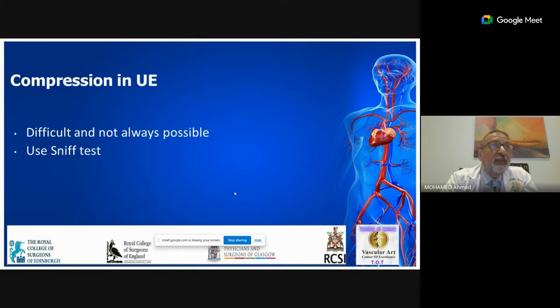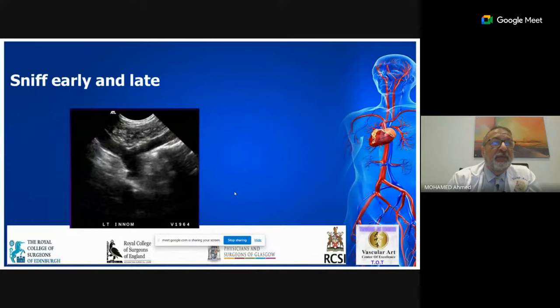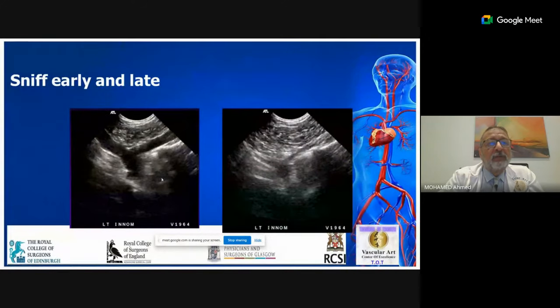So a trick we use is called the sniff test. Sniffing in Arabic is istinshaq. What is a sniff test? A sniff test is when you create a sudden negative suction in the chest wall to see if there is flow in big veins or not. Let us have an example of sniffing. Here is the right innominate vein and left innominate vein going to the superior vena cava. When you ask a patient to sniff, because you cannot do compression, here is a picture after sniffing.